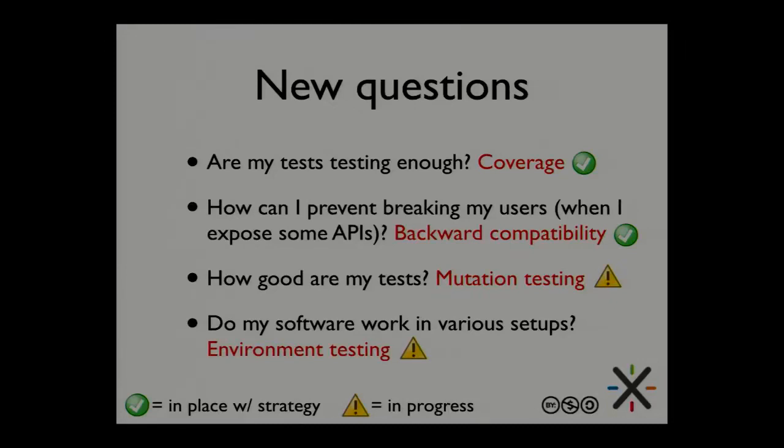Another question that I mentioned quickly is how can I prevent breaking the users of my APIs? That's the backward compatibility testing. And very importantly, since we have a sizable number of tests, we want to know, are they really good? Are they really testing something? Because you can have a test with no assert. The test would execute, you would get test coverage, but it would not exercise anything, for example. So how good are they in terms of exercising real stuff? This is where the mutation testing is interesting.